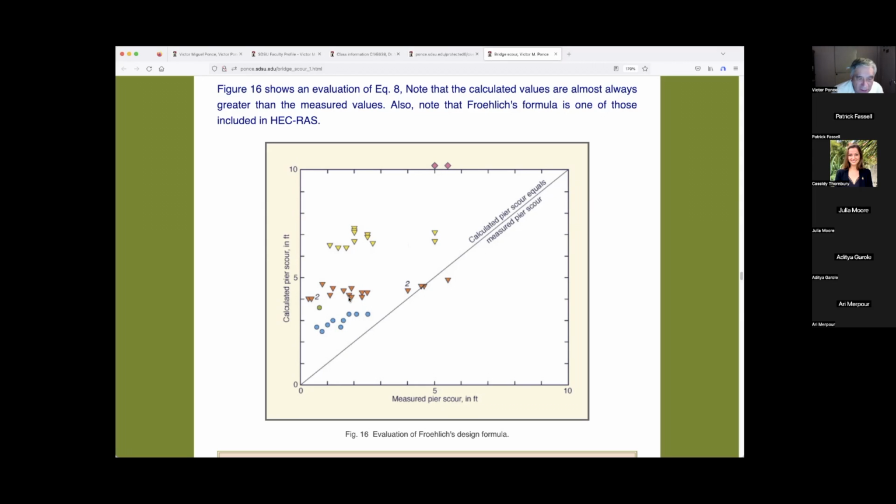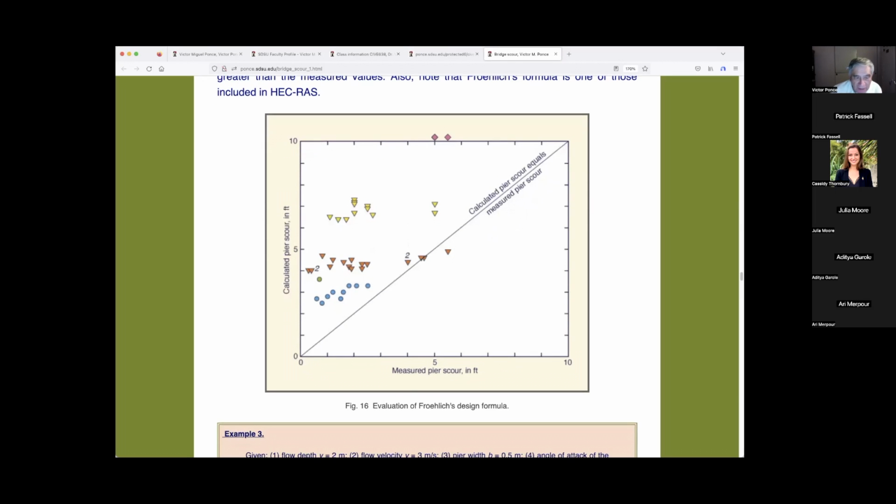Most of the calculated were higher, which is kind of good because it gives you a sense of security. The calculated is actually greater than the measured. This is just one example to determine the relative accuracy of these formulas. Comparison done by the developers of the formulas.